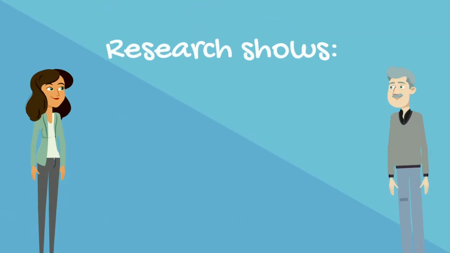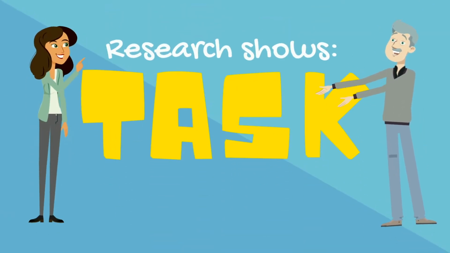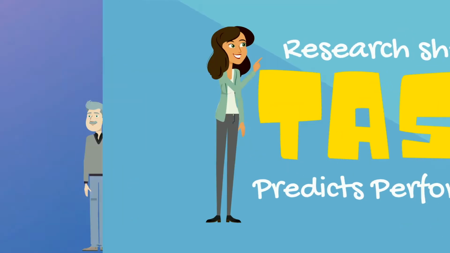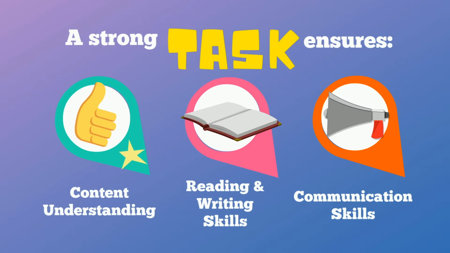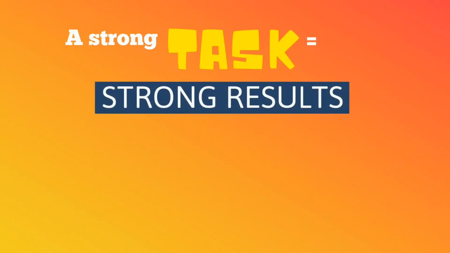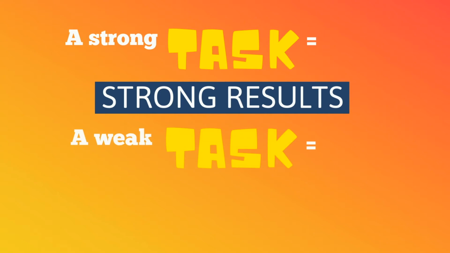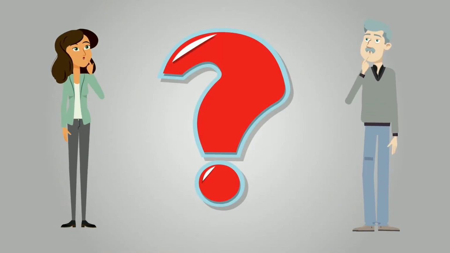We should start with what the research shows. Task predicts performance. That's right, everything we want for our students, content understanding, strong reading and writing skills, the ability to communicate competently, it all starts with a strong task. Strong task, strong results in student work. Weak task, weaker work. So how do we write strong tasks?